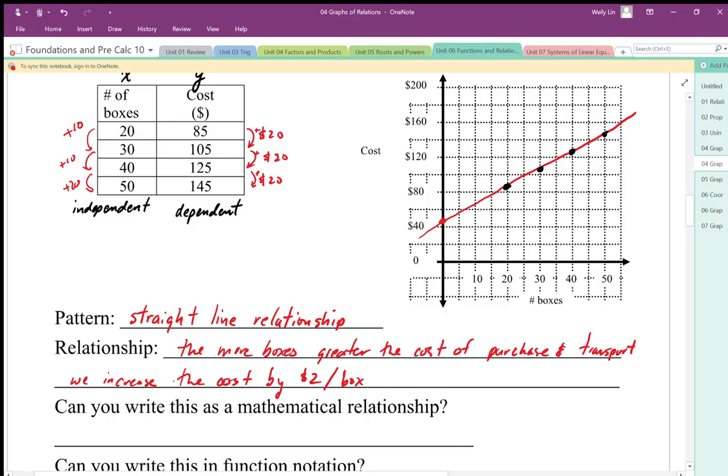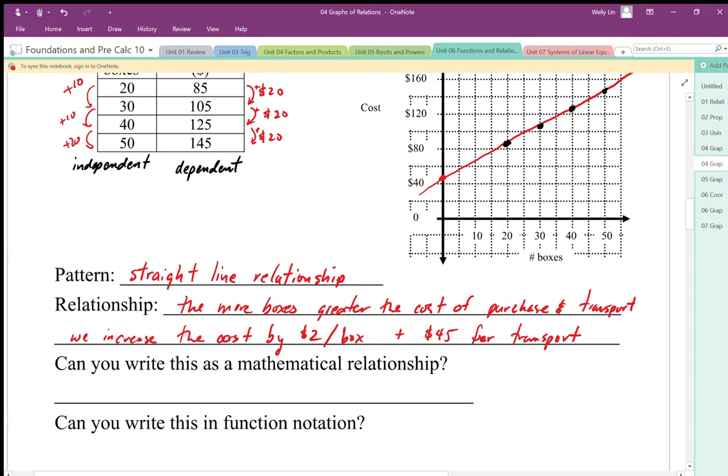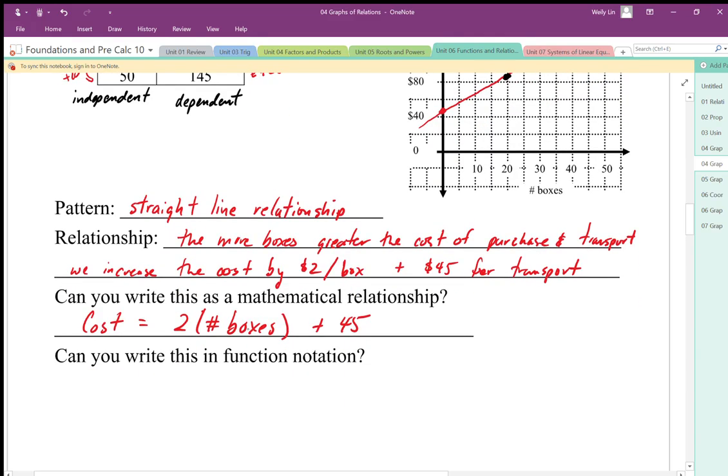So we can say that we increase the cost by $2 a box plus $45 for transport. Now that may or may not be the case, but that seems like a reasonable relationship. And we can write this as a mathematical relationship, saying that the cost is equal to $2 per box times the number of boxes. I'm going to leave the times out because that's implied when we multiply, plus $45. And since the number of boxes is our independent and the cost is our dependent variable, we can write this as y = 2x + 45.